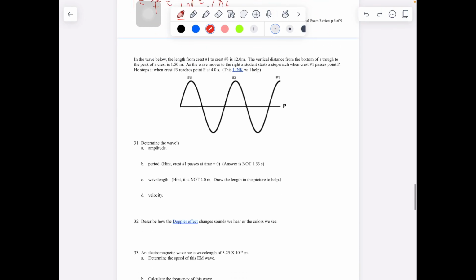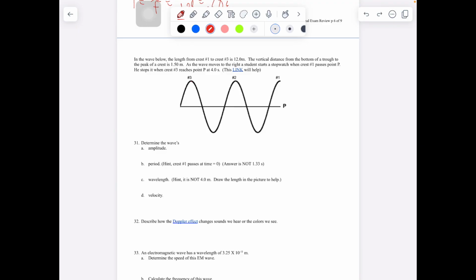In the wave below, the length from crest 1 to crest 3 is 12 meters. The vertical distance from the bottom of a trough to the peak of a crest is 1.5 meters. As the wave moves to the right, a student starts a stopwatch when crest 1 passes point P. He stops it when crest 3 reaches point P at 4 seconds. Okay.